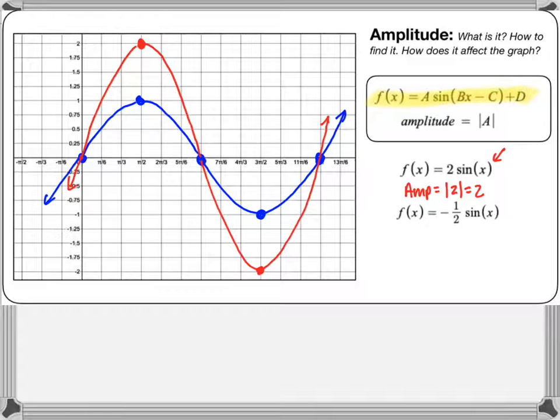At any rate, the amplitude for this one right here is going to be a negative, and it is going to be half. The amplitude itself is going to be a distance, but the negative is going to flip the sign around the x-axis. So the amplitude still is going to be a half because it's a distance.